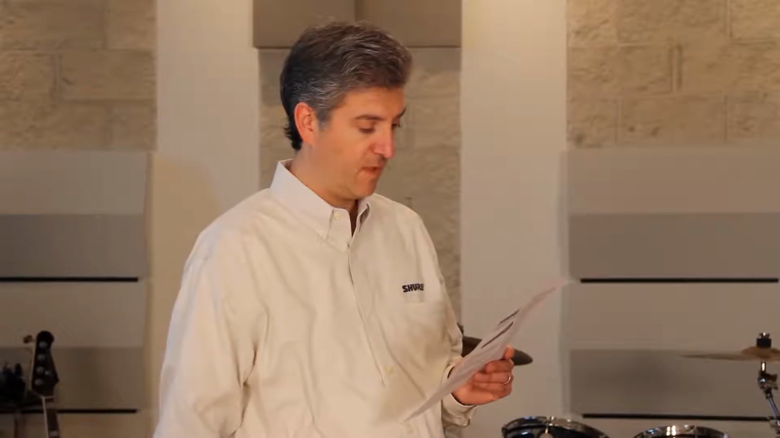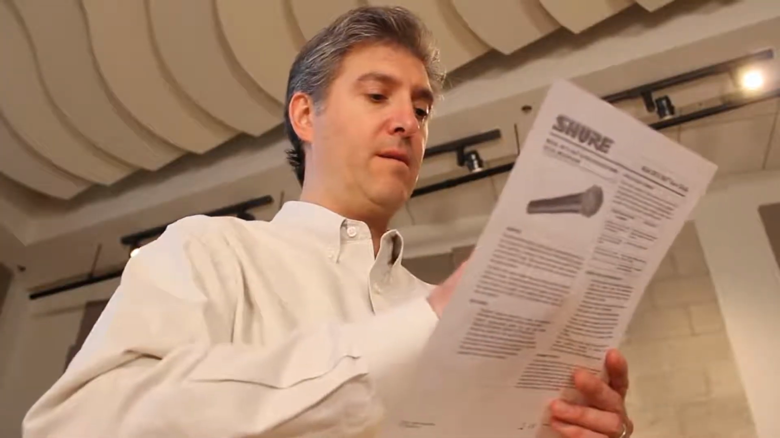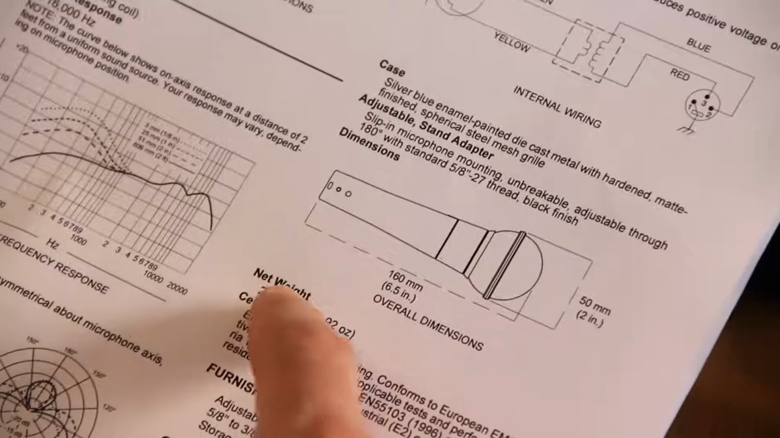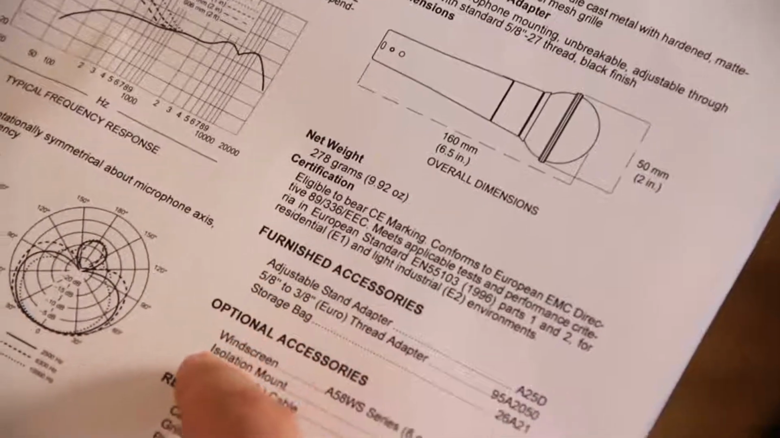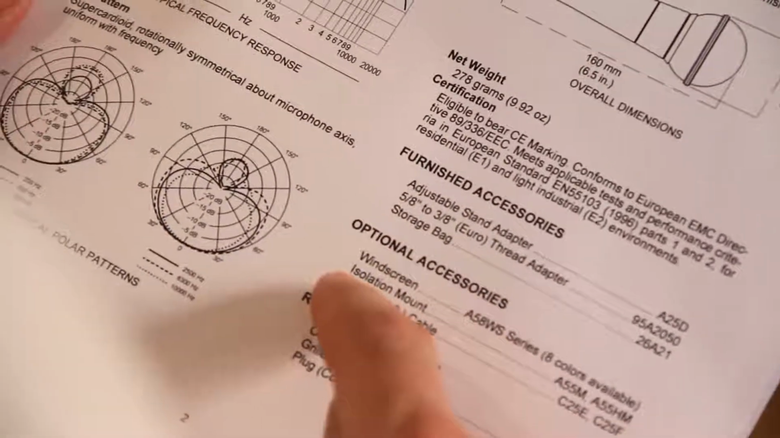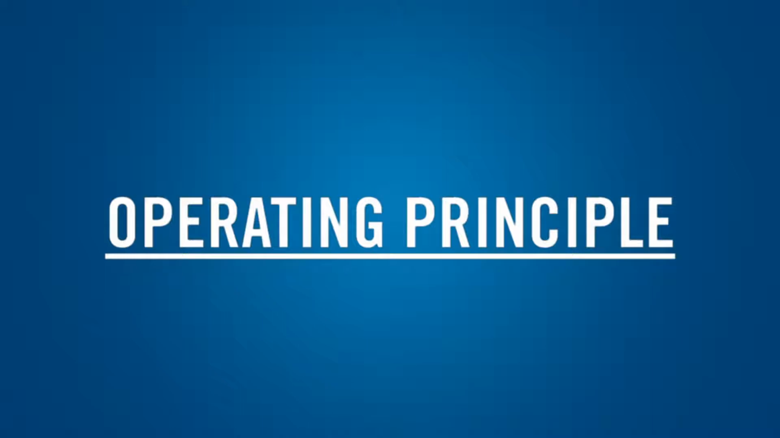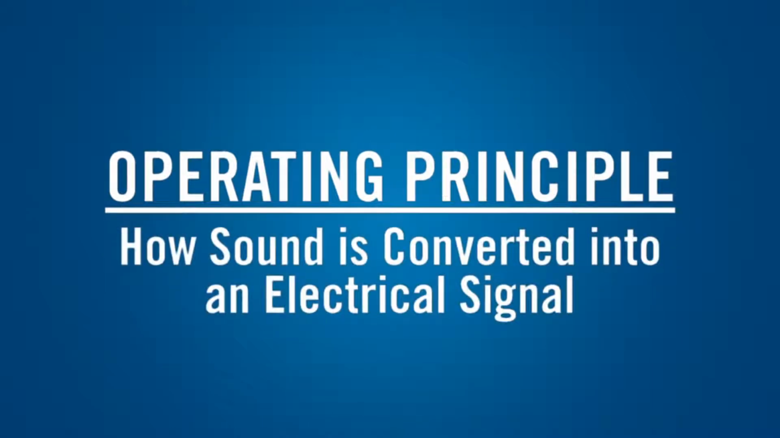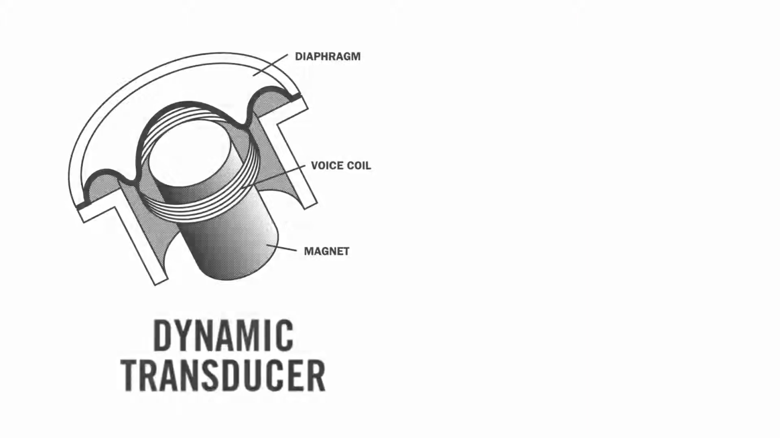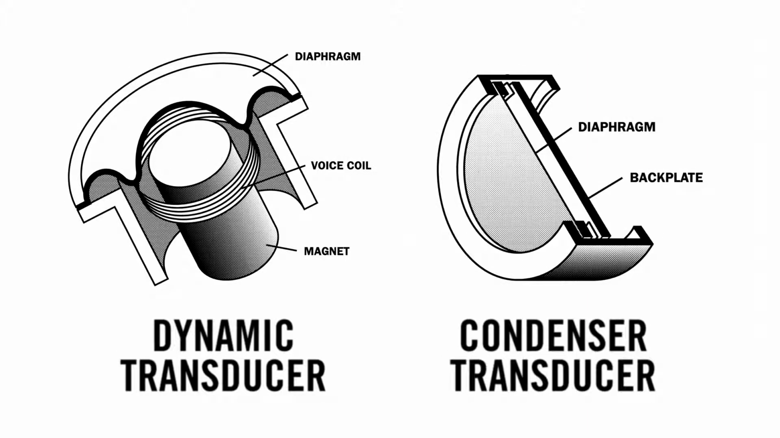To know how a microphone will work for a particular purpose, you need to check its technical specifications. These fall into 4 general categories. In this segment, we'll discuss the operating principle. The operating principle describes the type of transducer that the microphone uses to convert sound into an electrical signal. The most common transducer types are dynamic and condenser.